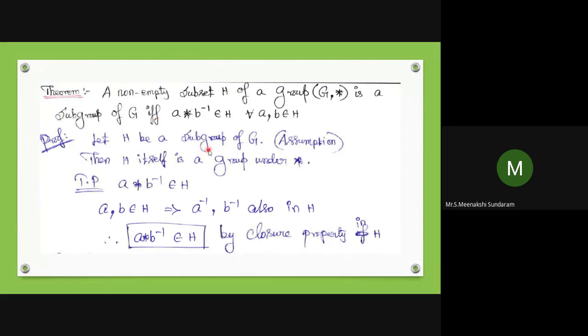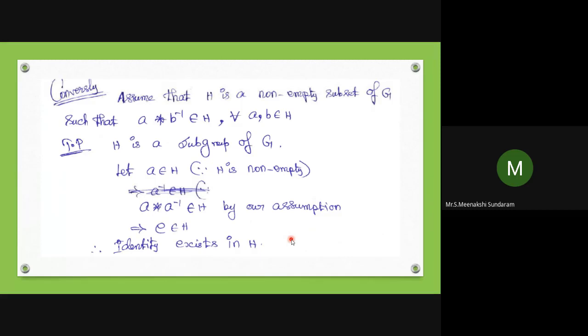So I have assumed that H is a subgroup of G. Then H itself is a group under star. So automatically A star B inverse is in H. If A comma B belongs to H, then A star B inverse is also in H. Since the closure property is satisfied, we can satisfy it. Now the converse part: I assumed A star B inverse belongs to H. Now I must show that H is a subgroup of G. First of all, A belongs to H, so H is a non-empty set. A star A inverse belongs to H. So by our assumption E belongs to H.